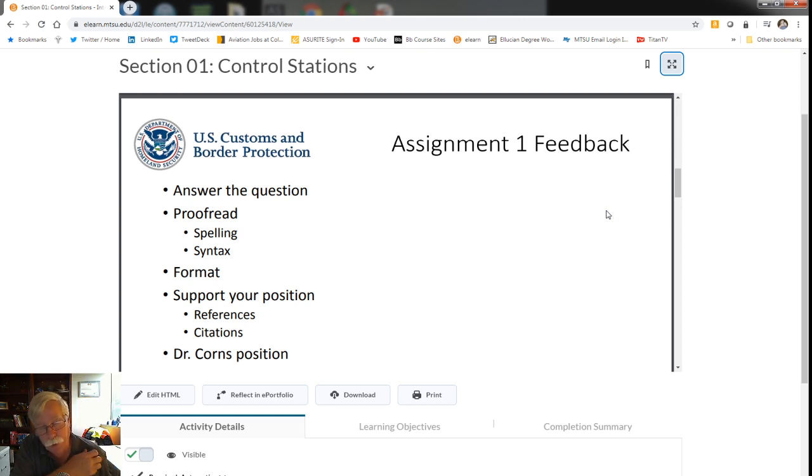The other part of this is formatting. When you write these things, I had you do APA 6th edition. This is really the first time I've done this. The department has gone to APA 6th edition, and actually we're going to be transitioning to 7th edition here shortly.